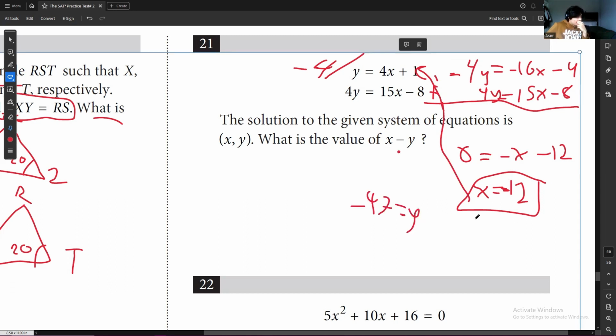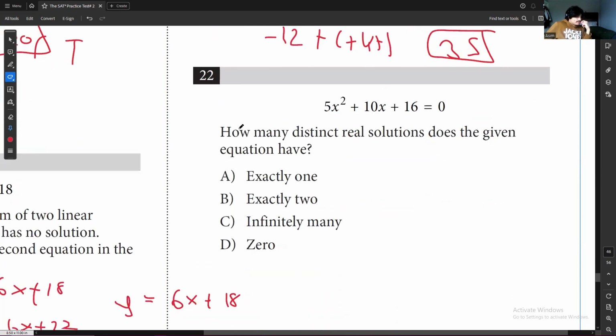So I got my y value, I got my x value. The question is asking for x minus y. So I just write -12 minus -47. Guys, don't forget we have two negative signs, so we have to make this a positive, because when we multiply -1 by -1, we get positive. So after that, we got 35 as our answer choice.